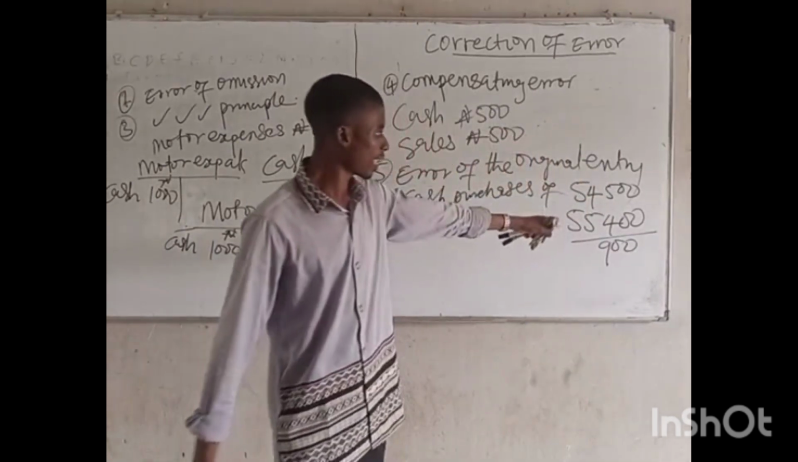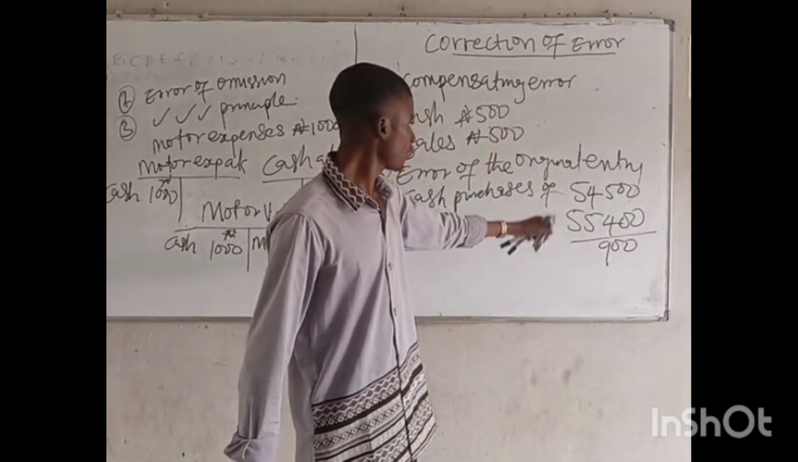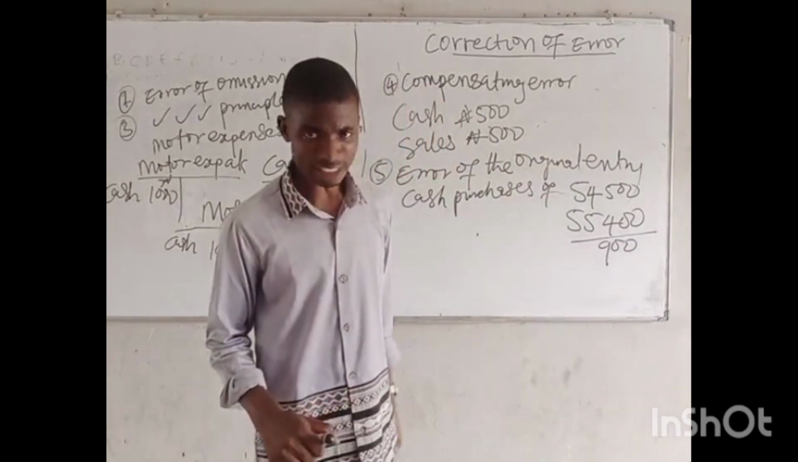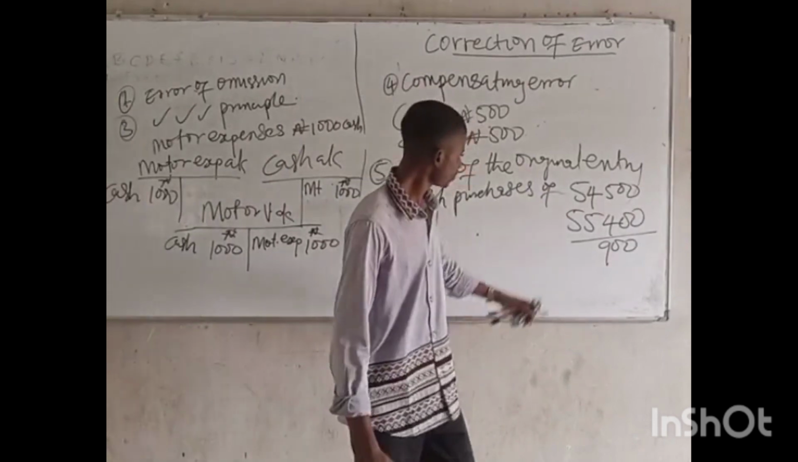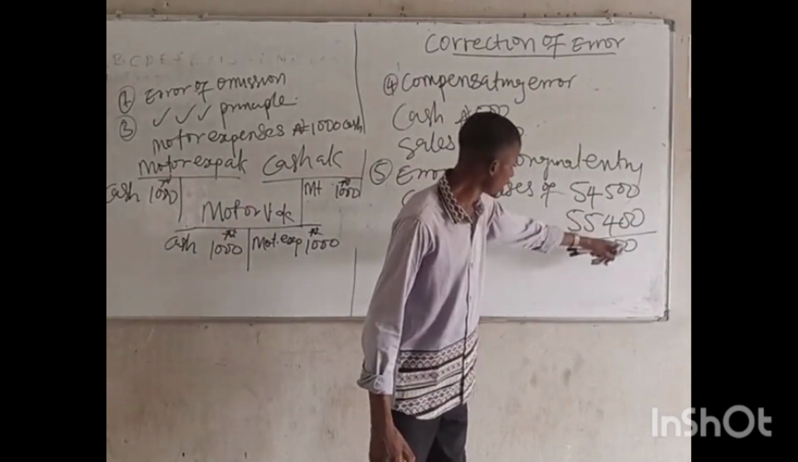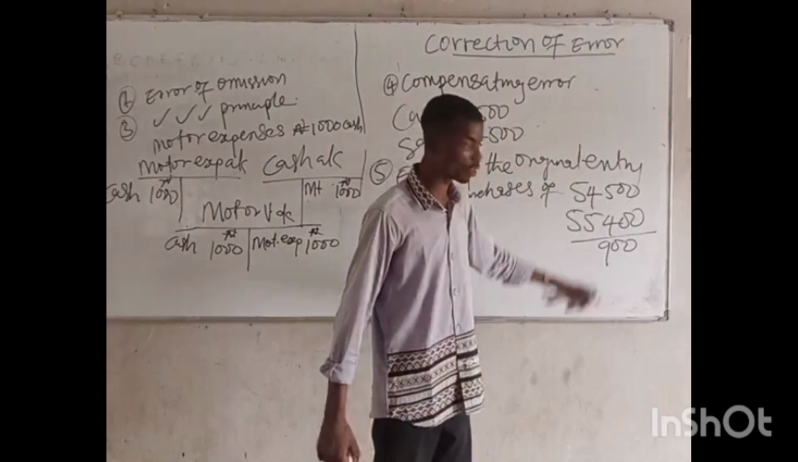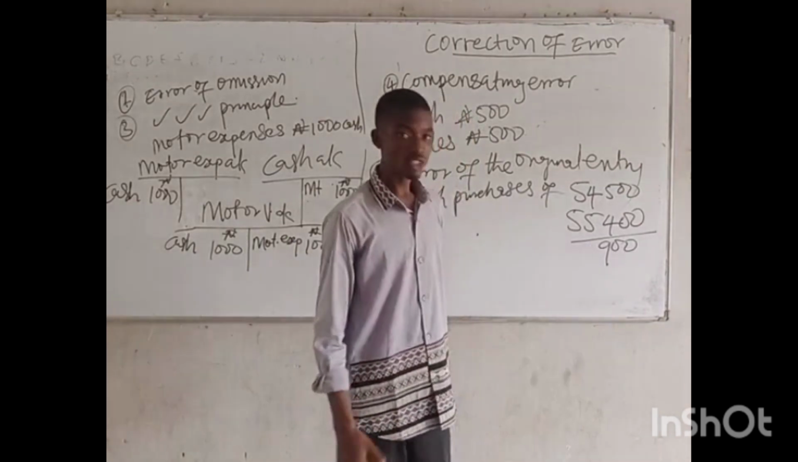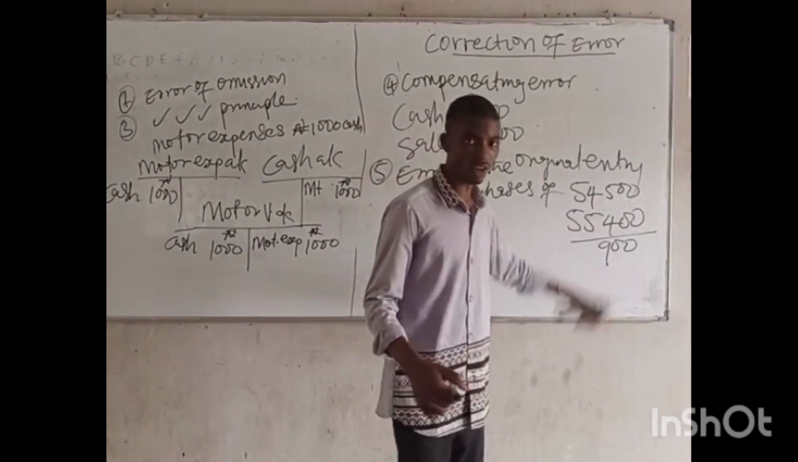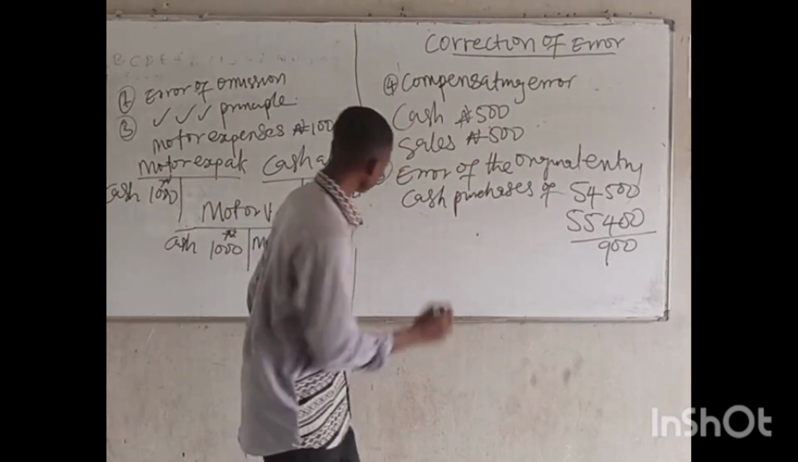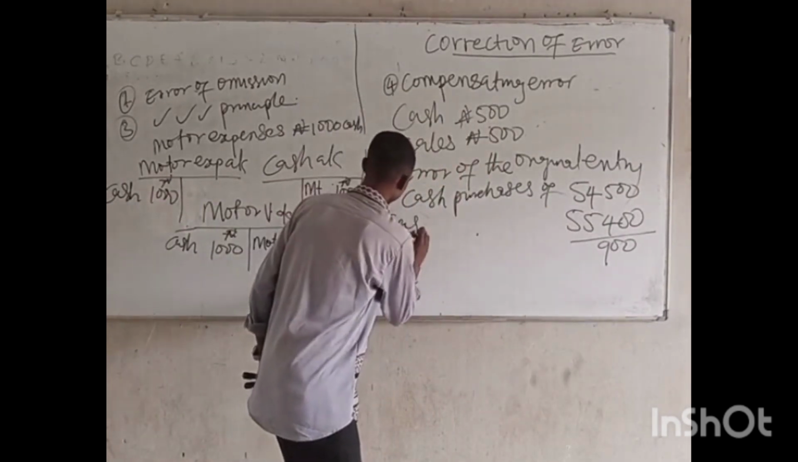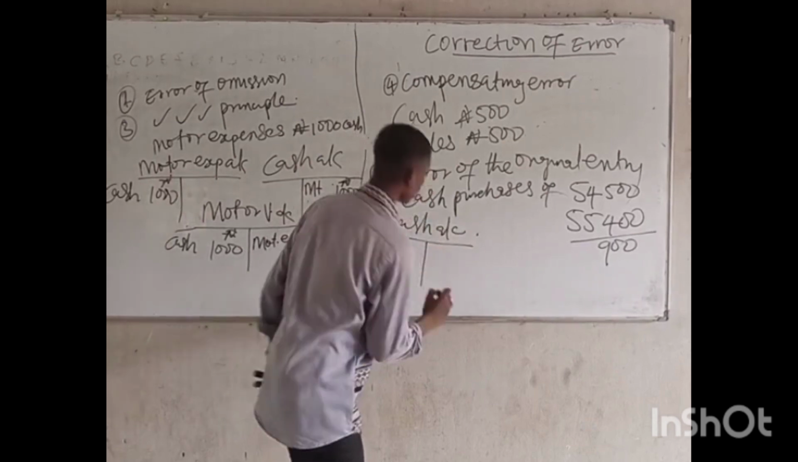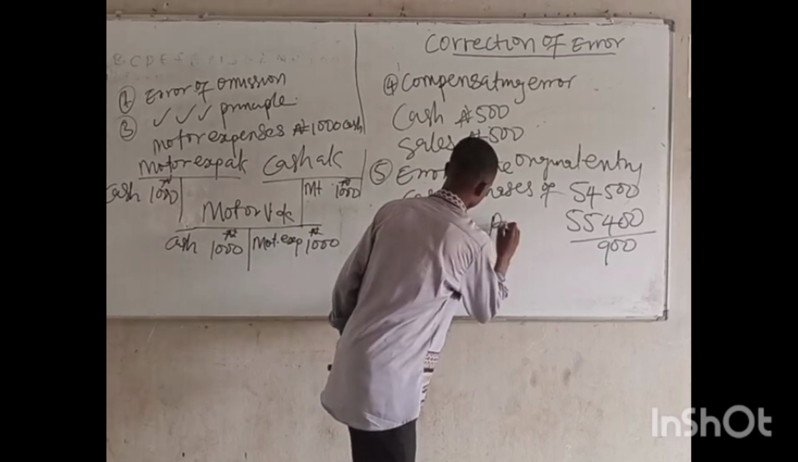And so for you to correct this transaction now, we have to consider whether it is an overstatement or an understatement. Of course, you can see that 55,400 is higher than 54,400. So it is a case of an overstatement. So for you to correct such an error, you have to say cash account, purchases.